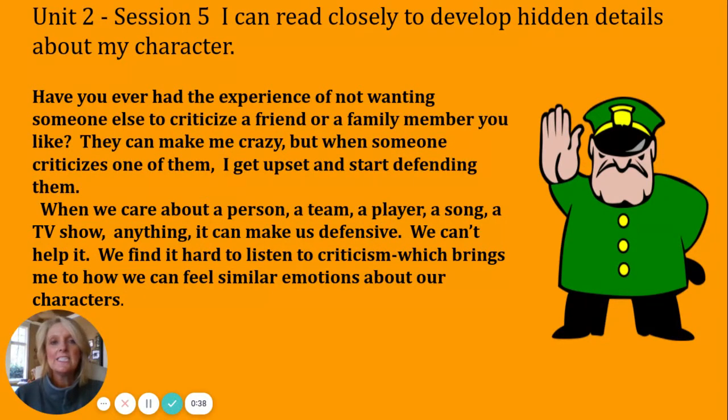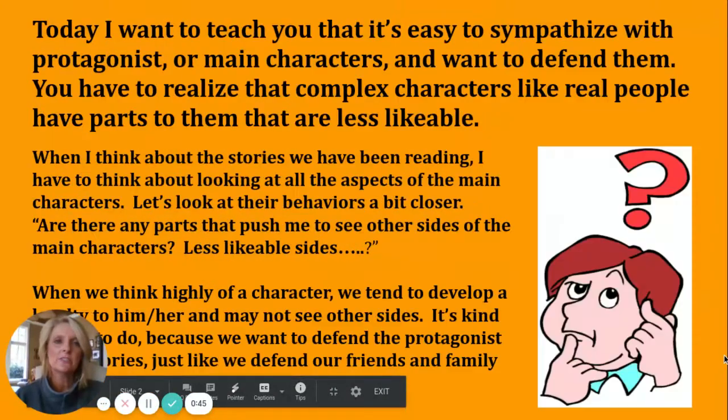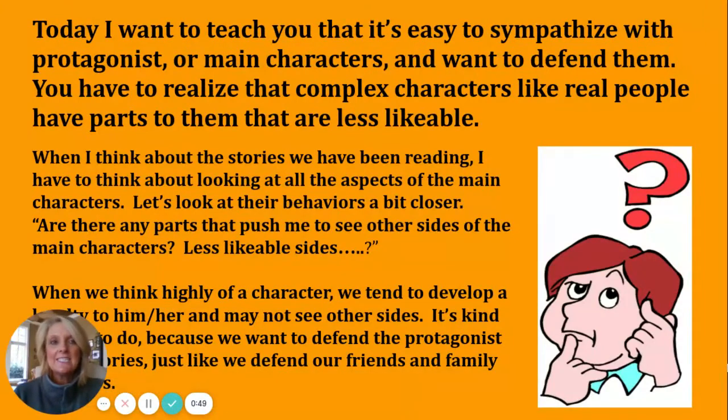We find it hard to listen to criticism, which brings me to how we can feel these similar emotions about our characters. Today, I want to teach you that it's easy to sympathize with protagonists or main characters, and we want to defend them. You have to realize that complex characters are like real people. They have parts to them that are less likable. All of us have positive qualities, but then we also have some qualities about us that are maybe less likable.